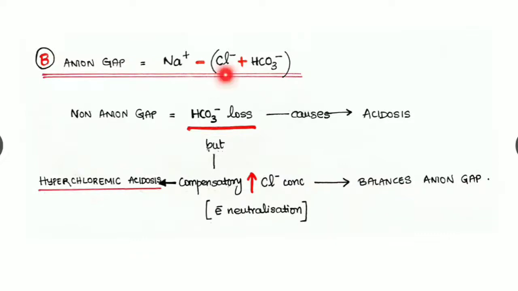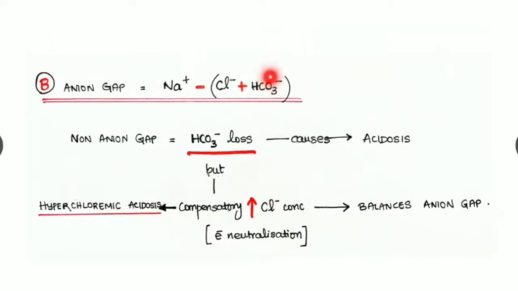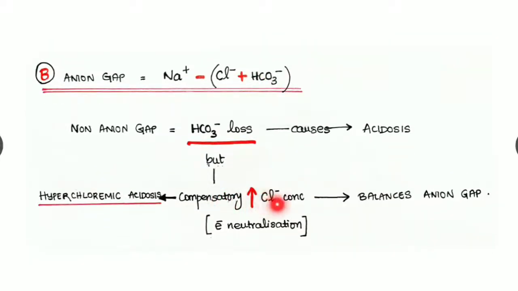So this balances the anion gap. How? Look at this equation. Here the bicarbonate is being reduced. It is lesser, but there is a compensatory increase in the chloride concentration. So this part again increases. So as a whole, Cl minus plus HCO3 minus is around the same. So when we subtract it from the sodium ion, the anion gap will be around the same. There won't be much difference. So that is known as the non-anion gap.